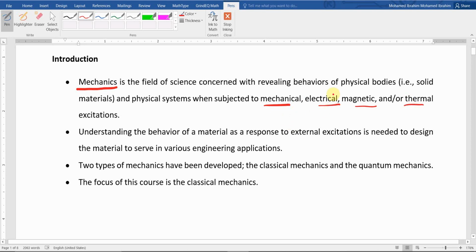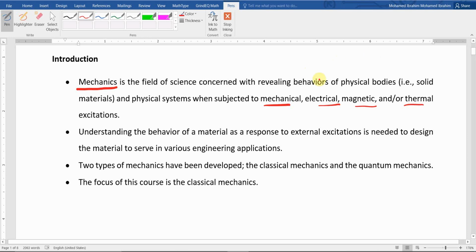But in general, there are some materials or physical systems that already work under the excitation of electrical fields or magnetic fields. And this is what mainly the physicists, the people who are interested in the physical phenomena of physical bodies, are going to use: electrical excitations and magnetic excitations. But for us as mechanical engineers, our main concern is to study the behavior of these materials when they are subjected to mechanical forces. In some cases, how about if they are subjected to thermal forces?